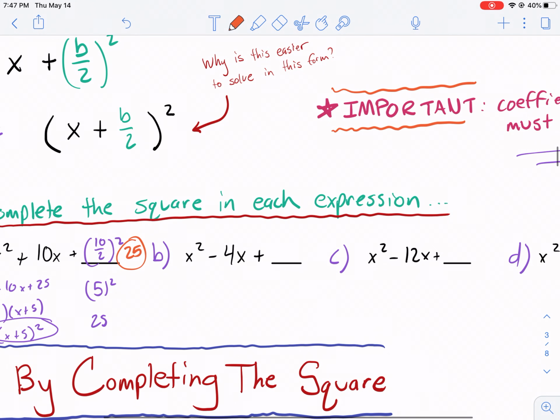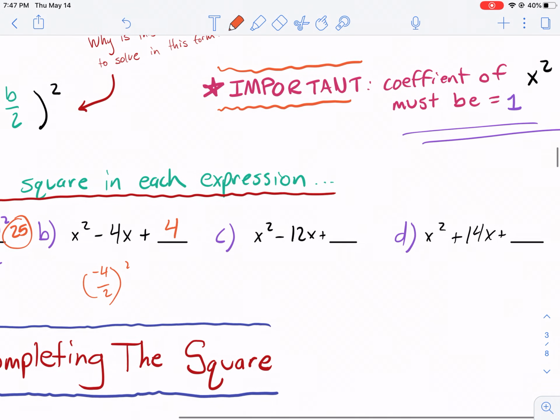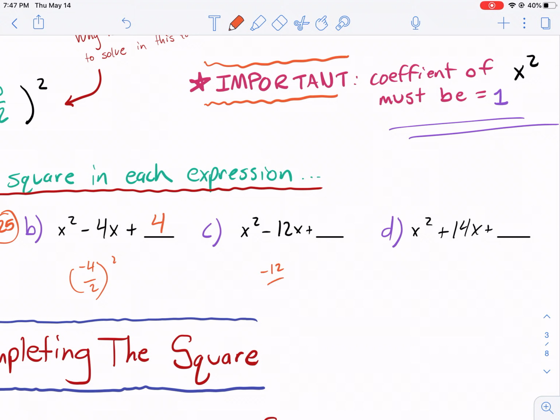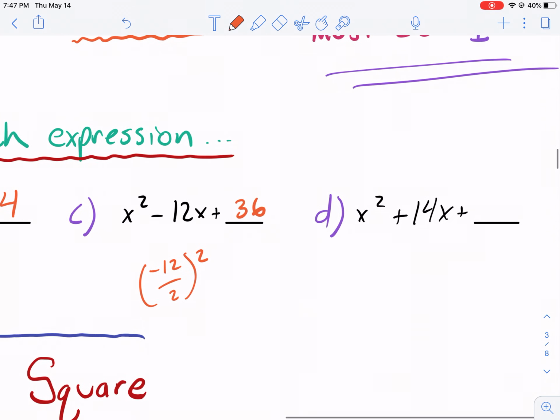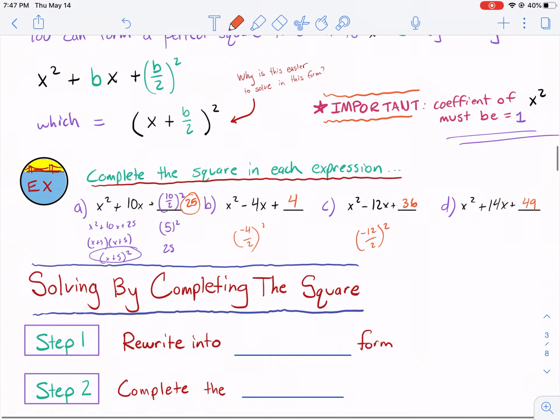Now same thing here. We're going to take half of negative 4, so negative 4 divided by 2, and then square that. Negative 4 divided by 2 is negative 2. We square it and we get positive 4. So positive 4 would make that a perfect square trinomial. We do half of negative 12, and we square that. Half of negative 12 is negative 6. Squaring it, we get 36. Then we do half of 14. That gives us 7. 7 squared gives us 49. And that is how you complete the square.